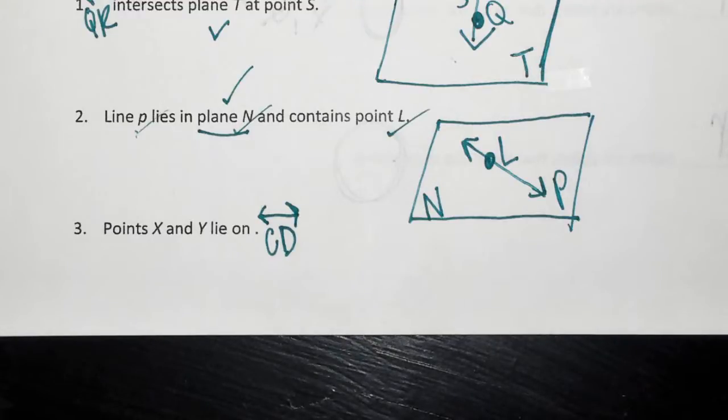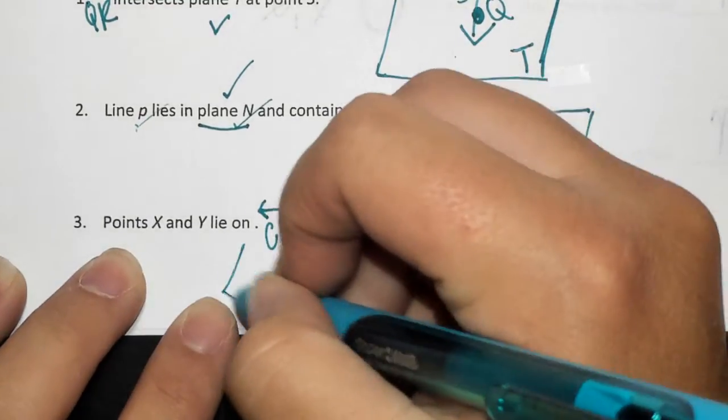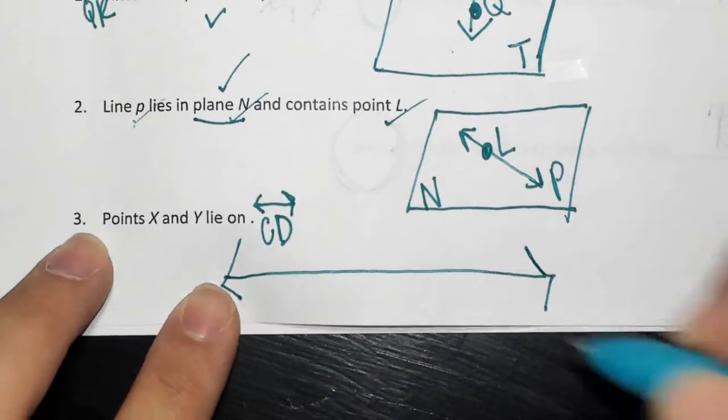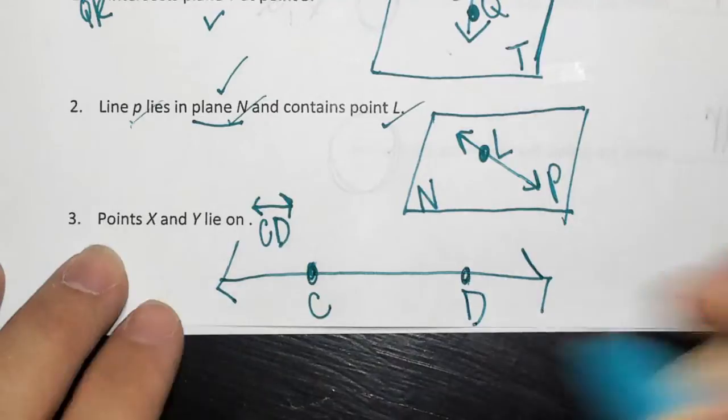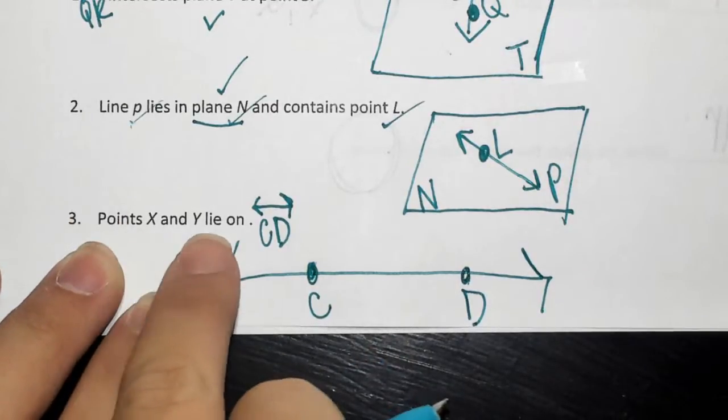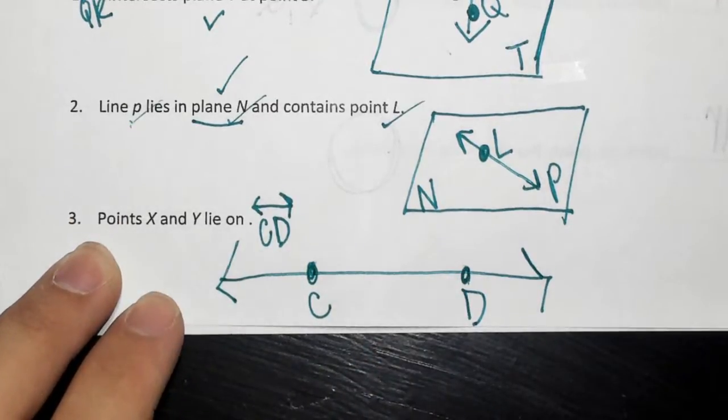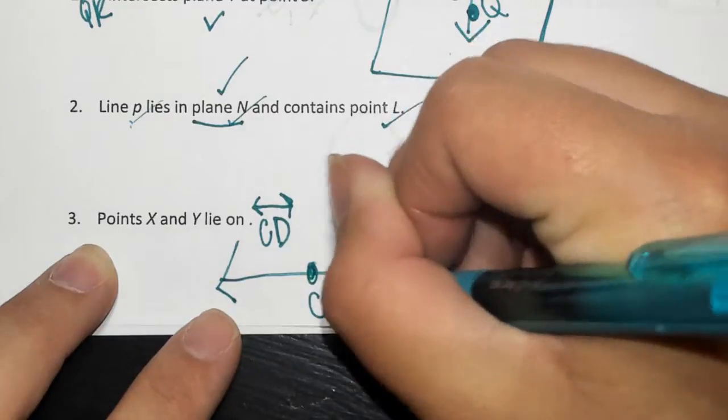X and Y are on this line. So what 2 points do you have on this line? There you go. How many points are on this line? 4. Because it tells me that I have line CD. Does the order matter? No. So here's line CD. Points X and Y are on this line. Does it matter where? Nope.